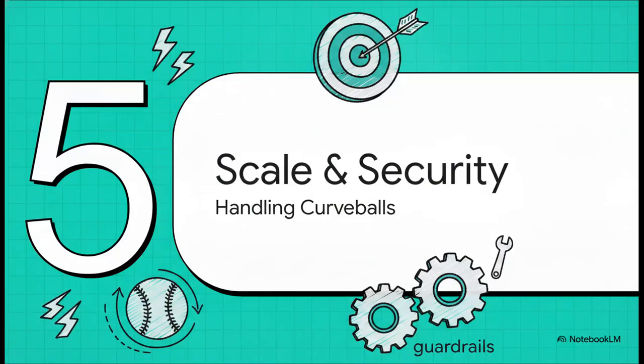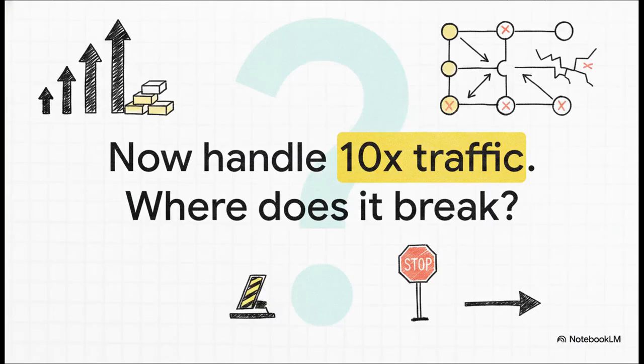And that brings us to Section 5, Scaling and Security Follow-ups. All right, so you've built a solid architecture and established your guardrails. But in the real world, systems get stress-tested. The interviewer looks at you and says, now handle 10x the traffic. So where does it break first, and what's your very first move to prevent the whole system from collapsing?